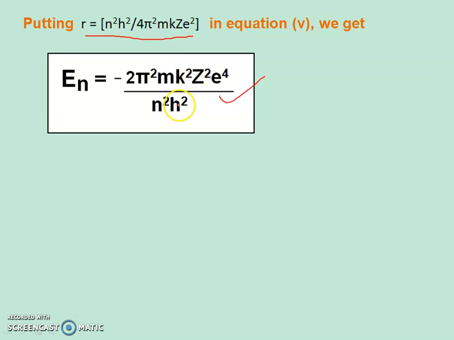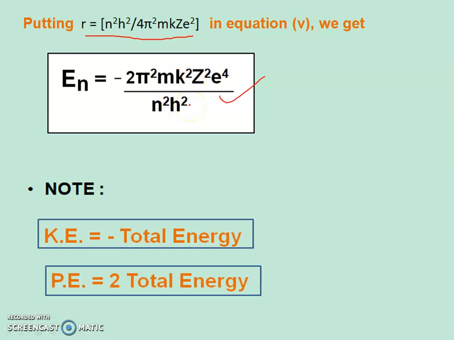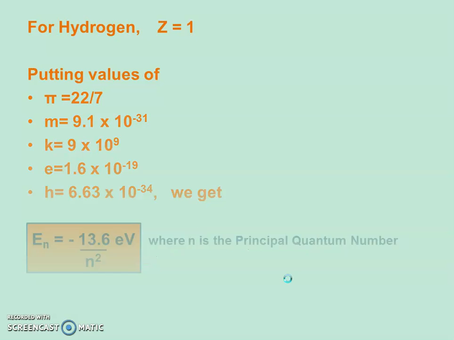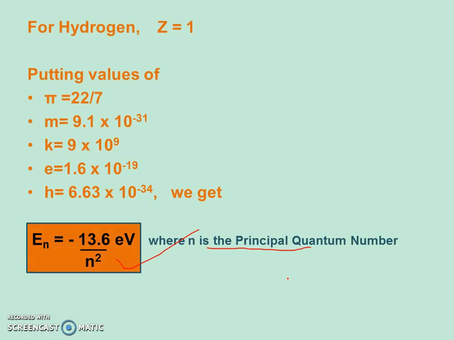After substituting these values, we get minus 13.6 divided by n square. This is the energy in nth orbit. n is the principal quantum number, right? So as we go up, the energy or binding energy will decrease, right? So this is the total energy of electron in hydrogen atom.